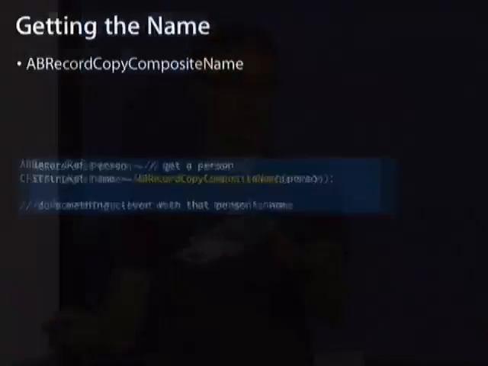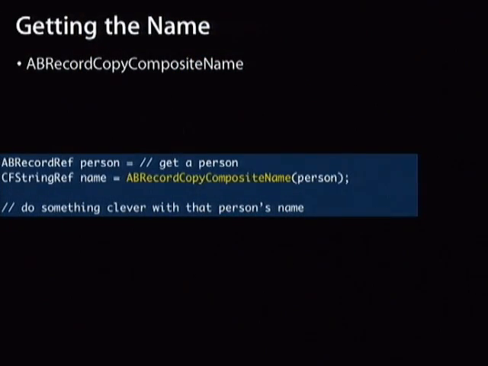All right, so sorting, that was it. Now getting the name. There are really 2 main preferences in contacts on the phone: the sort ordering and the display ordering. Some people prefer to display last name first or first name last. So you also have a handy little function that will just do that for you. ABRecordCopyCompositeName, you pass it a person, and we'll get you a beautiful string you can display on the screen.